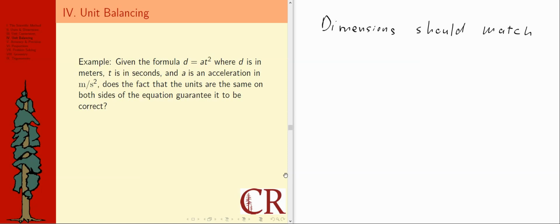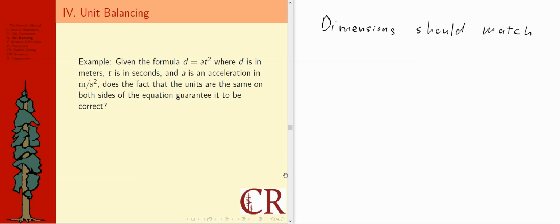All right, here's a kind of interesting example. It says, given the formula d equals at squared, where d is in meters, t is in seconds, and a is an acceleration that is in meters per second squared. That might seem like a weird combination of units there, especially if you haven't taken physics before, but it's one we're going to get used to later on. It is the correct units for acceleration in SI base units.